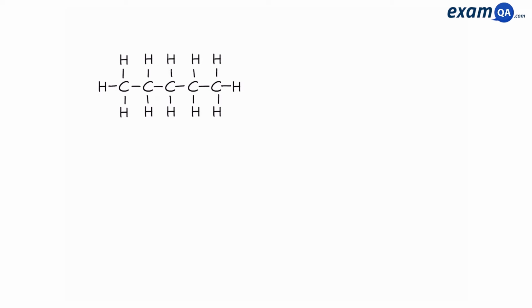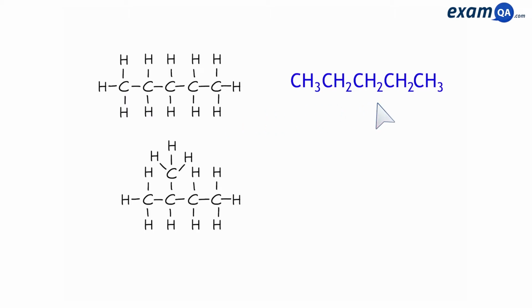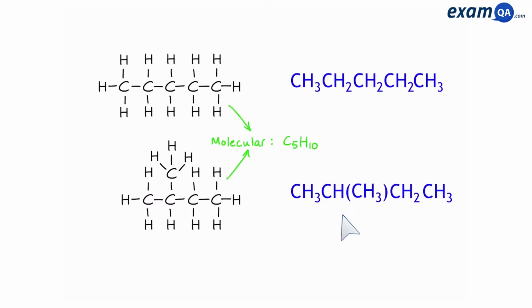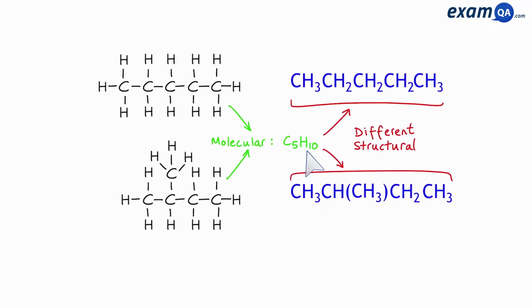Here we have the displayed formula for pentane, and this is the structural formula. This molecule is methylbutane, and this is its structural formula. Notice both molecules have the same molecular formula, C5H10. However, they both have different structural formulas. These molecules are known as isomers.